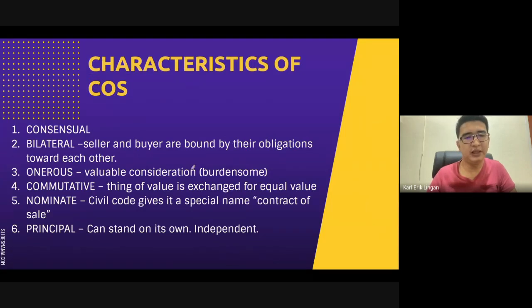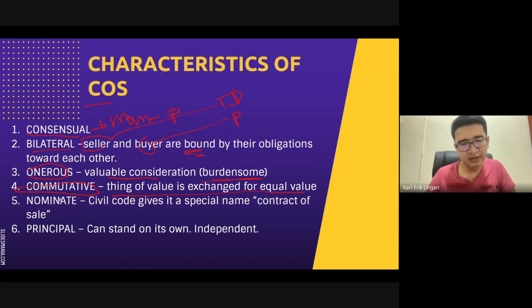Characteristics of contract of sale, sabi natin kanina, there is consent. Therefore, it is consensual, meaning upon the meeting of the minds, there is already a perfected contract of sale. When we say bilateral, meaning two parties are bound or are obligated towards each other. The seller, transfer and deliver, and then the buyer to pay. Onerous or valuable consideration, burdensome. Meaning, whether it is certain in money or its equivalent. Commutative naman is there is an exchange of a thing of value for equal value.